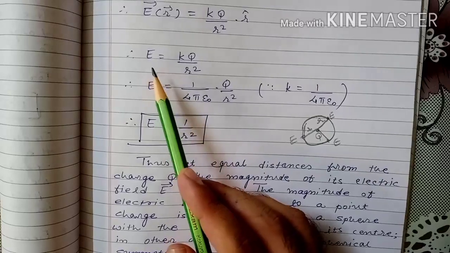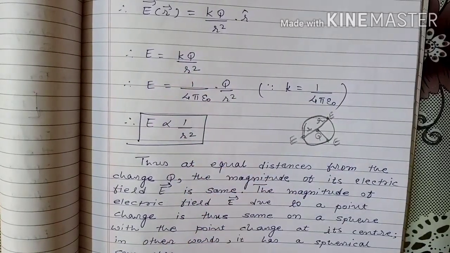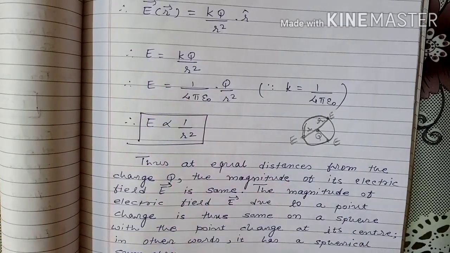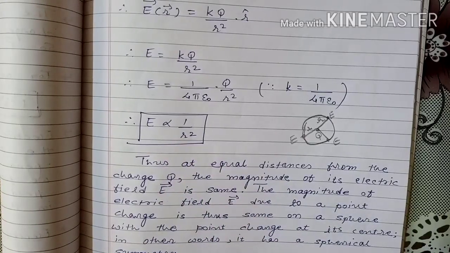Whenever electric field E is equal to KQ upon r square we are getting, at that time we can say that electric field is due to point charge. Whenever electric field is inversely proportional to square of the distance, at that time we can say that that electric field is due to point charge. Okay.